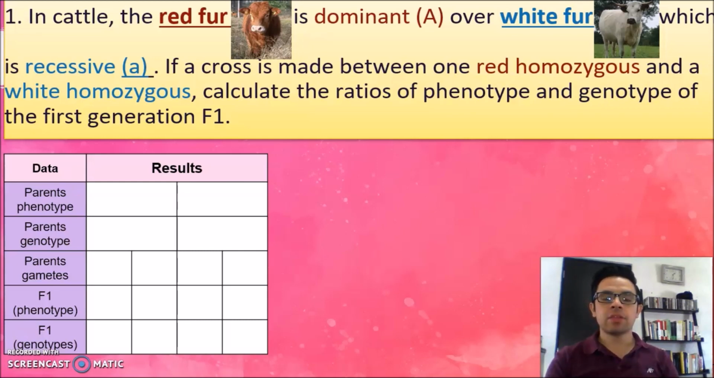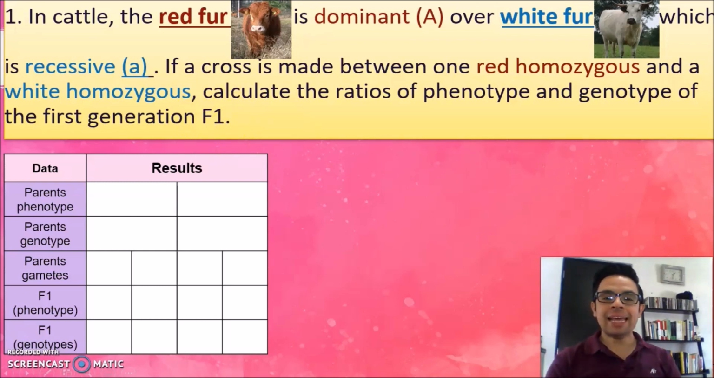In cattle, the red fur is dominant over the white fur, which is recessive. And we have here two letters to represent these genes: A uppercase for red, a lowercase for white. The question says, if a cross is made between one red homozygous and one white homozygous cattle, calculate the ratios of phenotype and genotype of the first generation. This is how we represent the first generation or the offspring: F1, filial 1 or first generation.